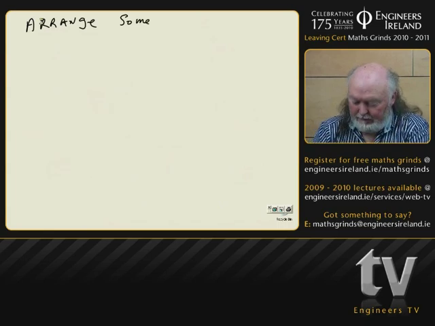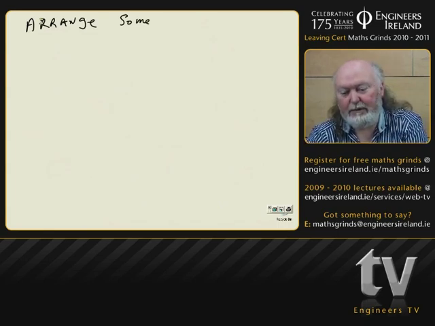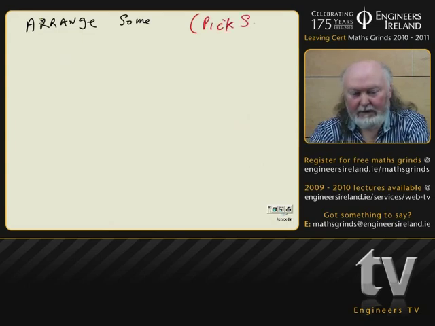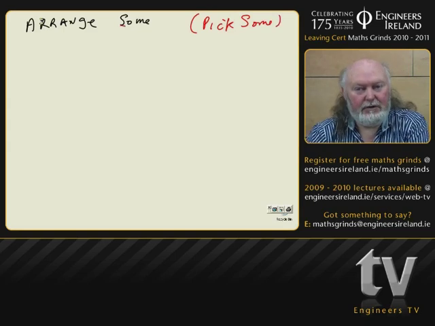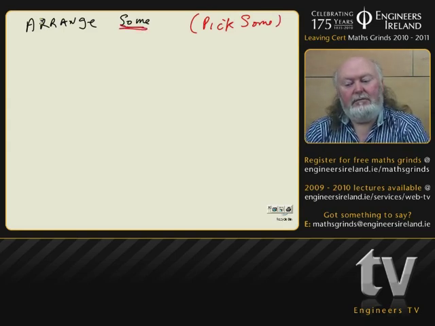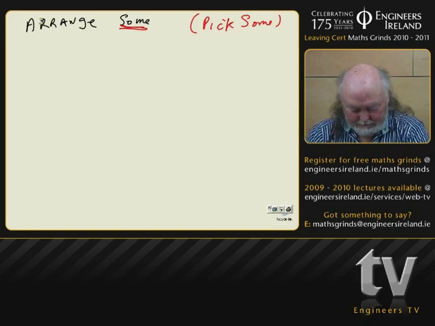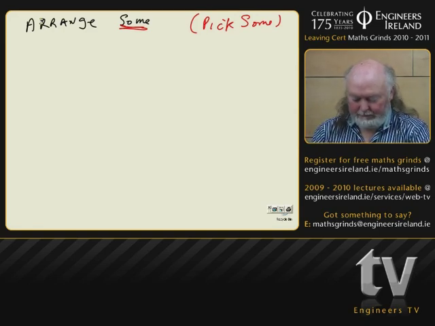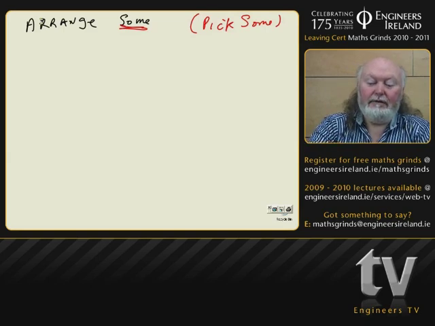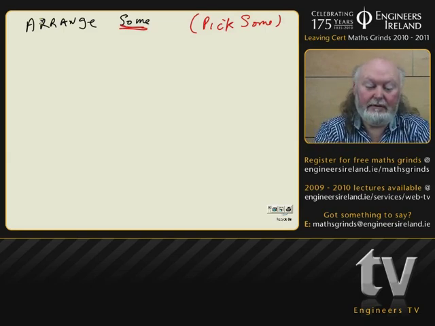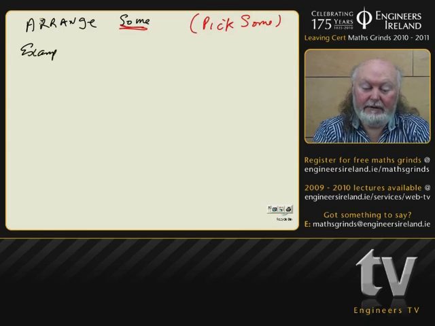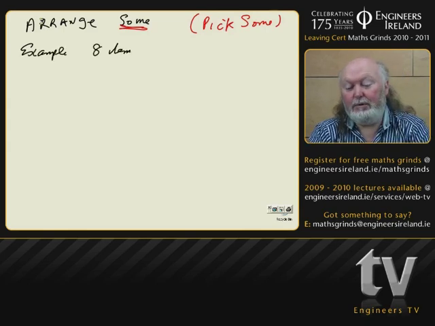And as I said to you, the other possible way of talking about this, pick some. So we're going to arrange some. The other term that you can see means the same thing as to pick some. That's not all. We're going to be picking R of the n items. If we had 8 items, and we want to pick 3 items.